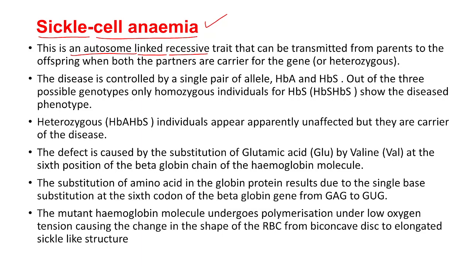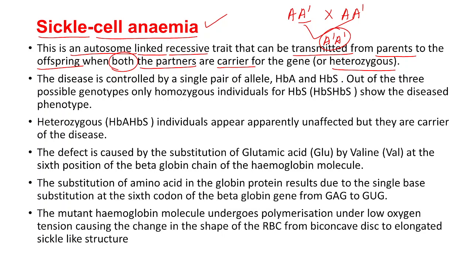And since it is an autosome linked recessive trait, it can be transmitted from parents to the offsprings when both the parents are carriers for the gene. Carrier means heterozygous. It occurs in the individual only if both the parents are carriers. For example, if the father is A and A dash, a carrier for this autosomal disorder, and the mother is also a carrier A and A dash, then the possibility of getting A dash and A dash will be present.